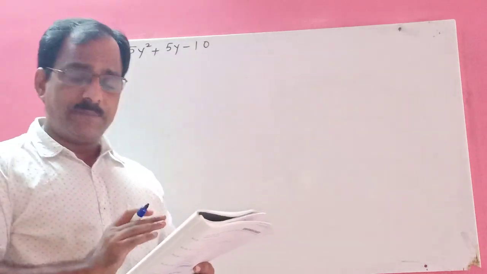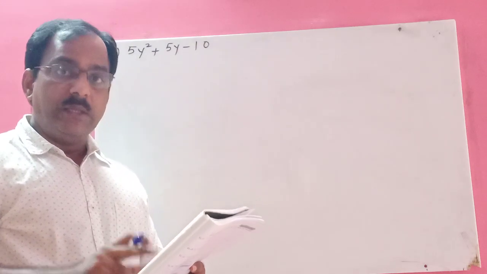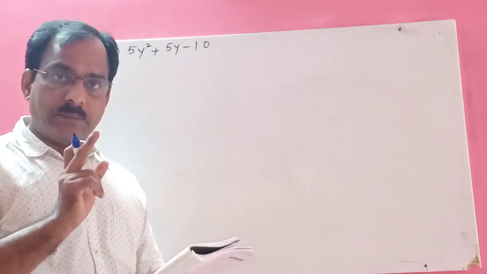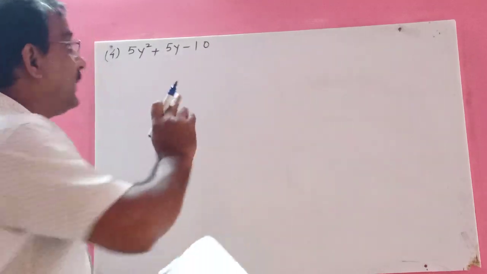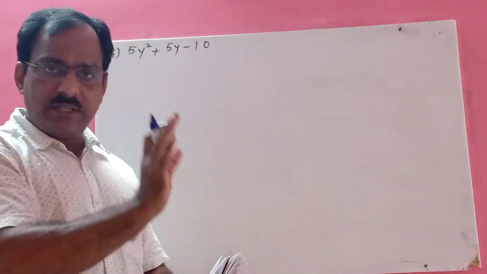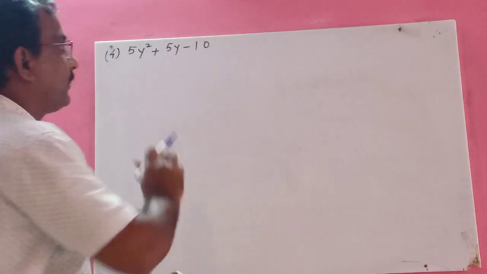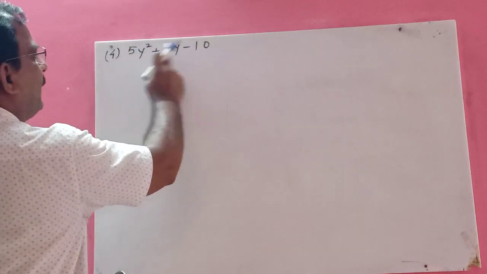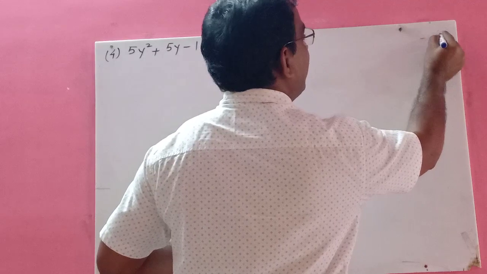Now what is the difference? If you will see question number 1, 2, 3, then the coefficient of the first term in all the three sums is given as 1. But in this case we have the coefficient of the first term as 5. The method is the same. You should multiply. What is the difference I will tell you. So first you multiply 5 with 10. So it is how much? Minus 50.